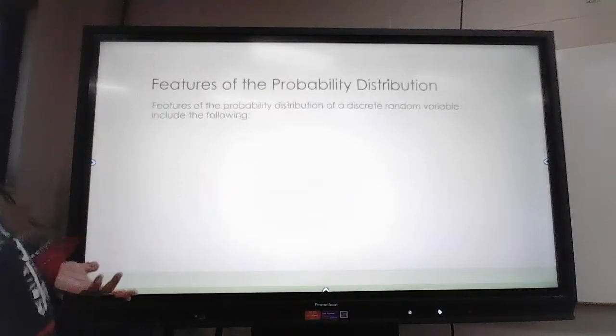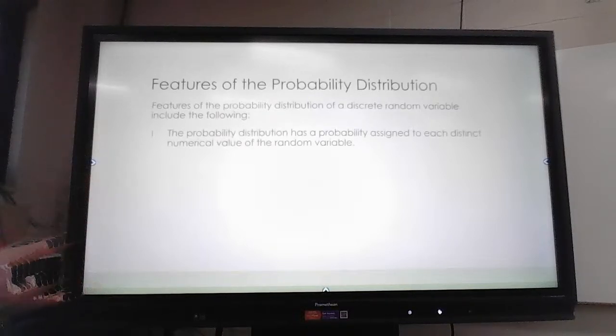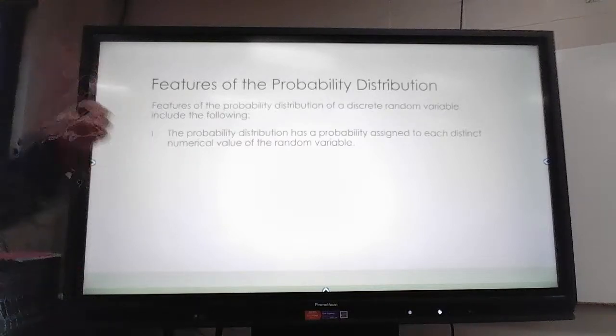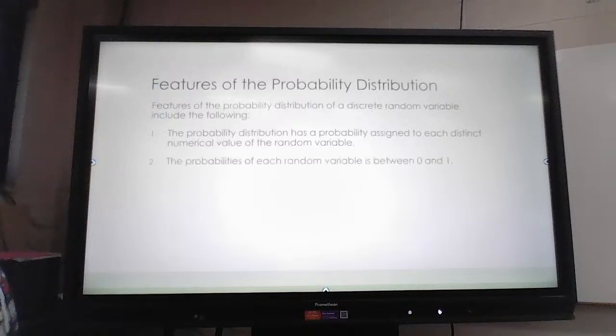Now, because we're talking about probability, we still have to remember some key things from probabilities that will still apply. Now, first things first, the probability distribution must have a probability assigned to each distinct numerical value of the random variable, whether it's discrete or continuous.